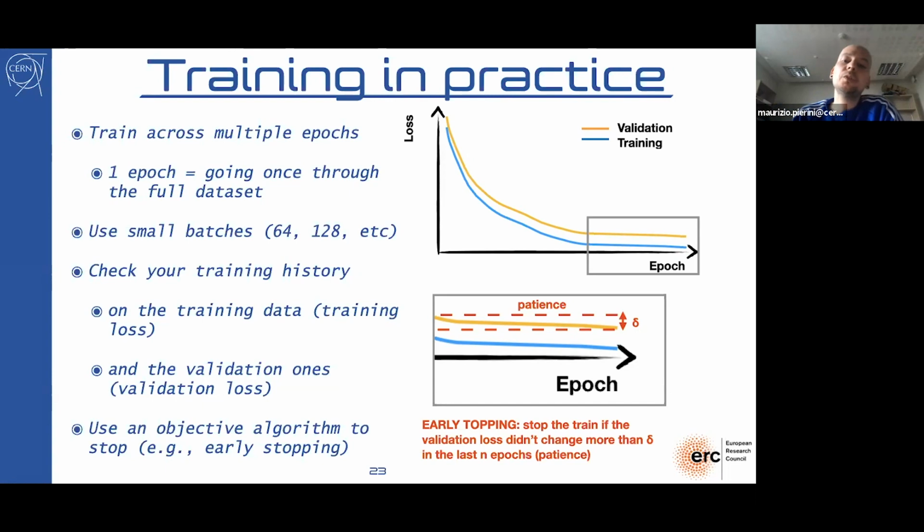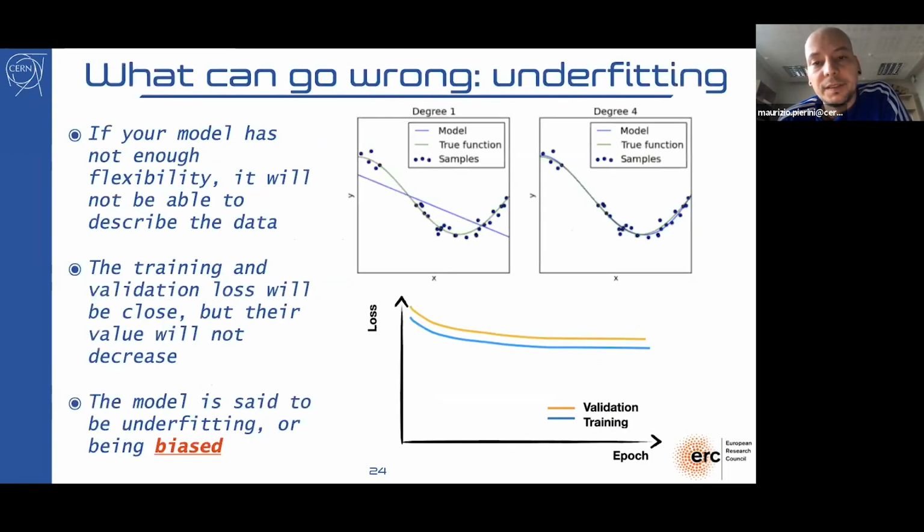And typically what people do is that they implement what is called an early stopping algorithm. So they look at the last, I don't know, 10 epochs, and if the validation loss didn't improve, given some tolerance, across, let's say, 10 epochs, which is called the patience, then you just stop the learning because you're not learning further. Okay, we will see an example of this.